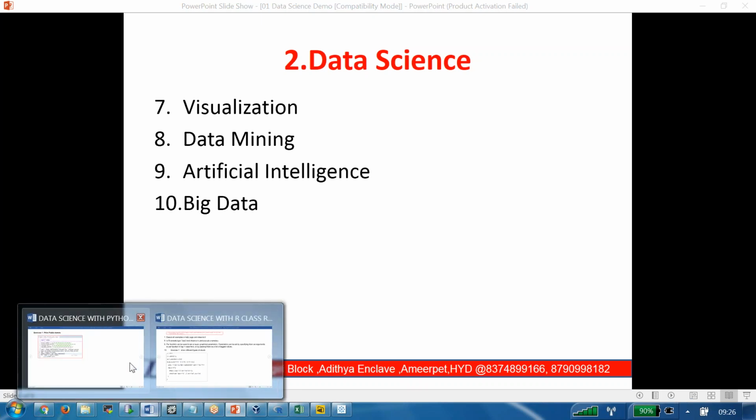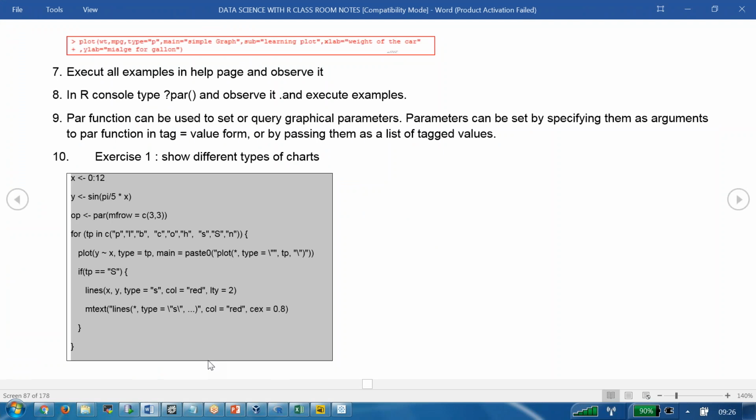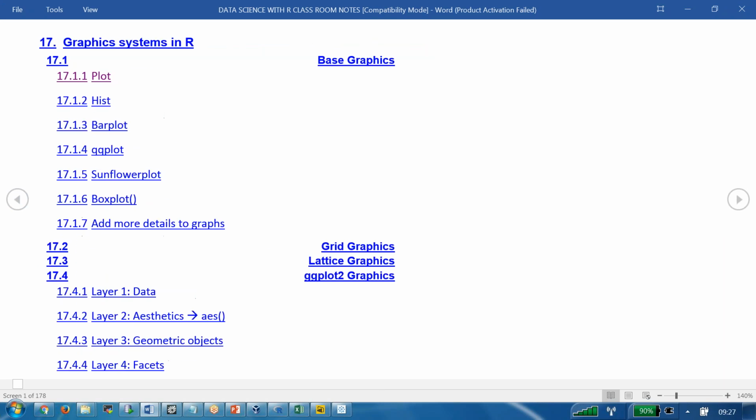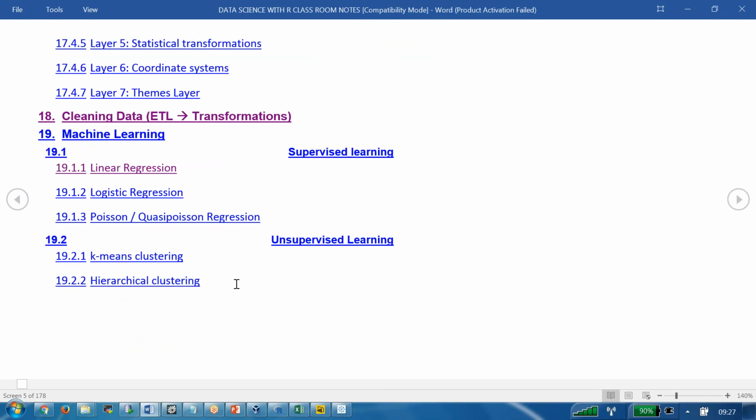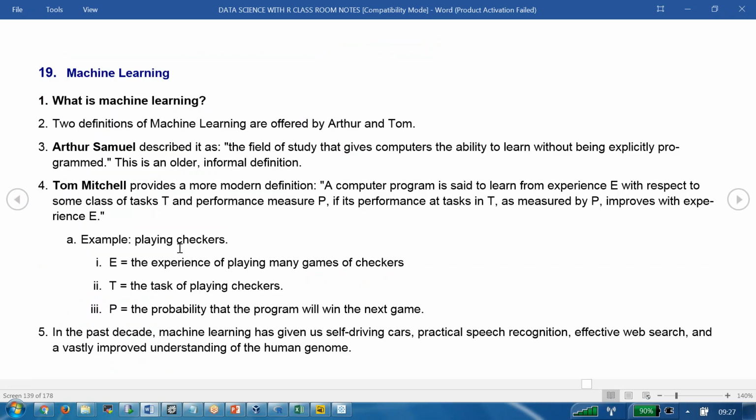That's where our machine learning definition comes in. I think I didn't get a chance to show that machine learning definition. Let us go and observe machine learning. This is the machine learning definition. If you observe the definition, what is your E? Experience. What is your T? Task. What is your P? Performance.